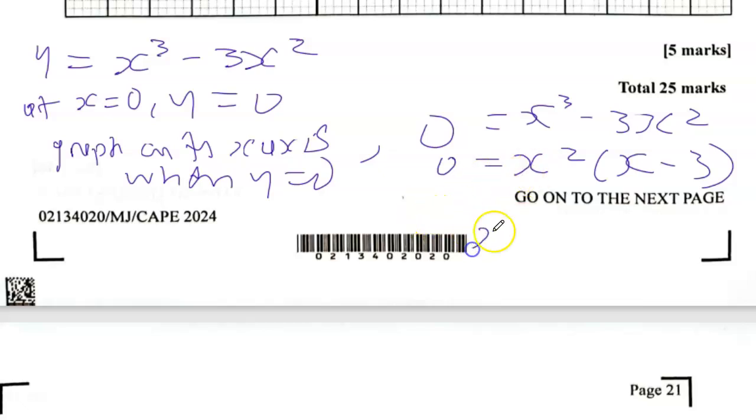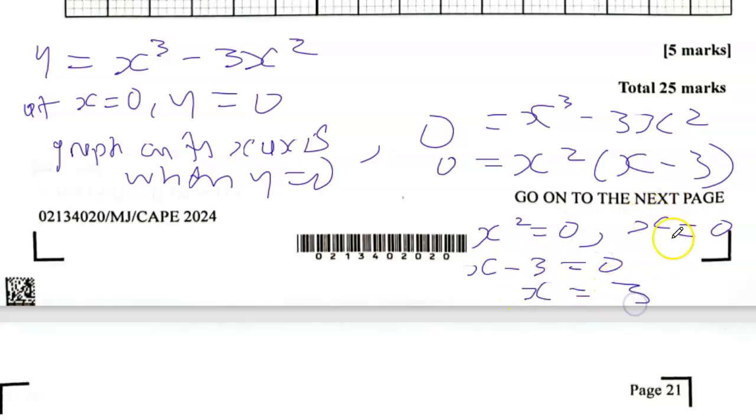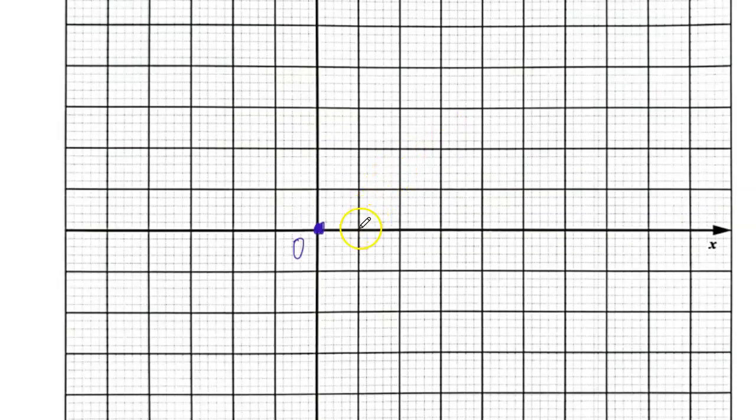We have x squared equal to 0, which means x will be equal to 0, and we already know the graph cuts the x-axis at 0. Also, x minus 3, the other factor, is equal to 0. Solve this, x equal to 3. So the graph cuts the x-axis at 0, and it also cuts the x-axis at 3. Let me just label here: 1, 2, 3.